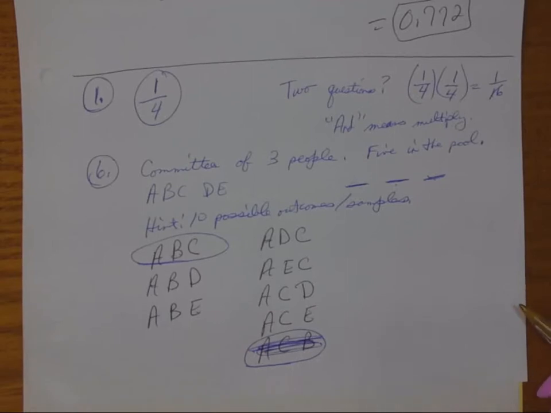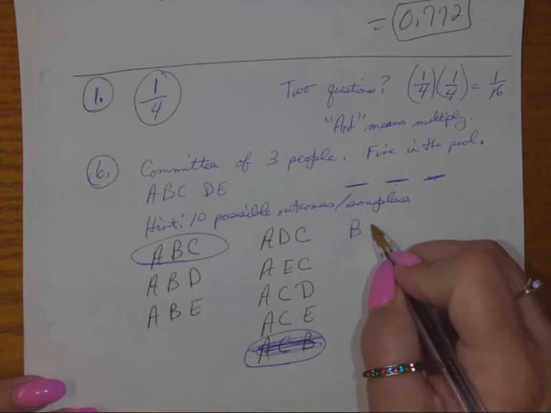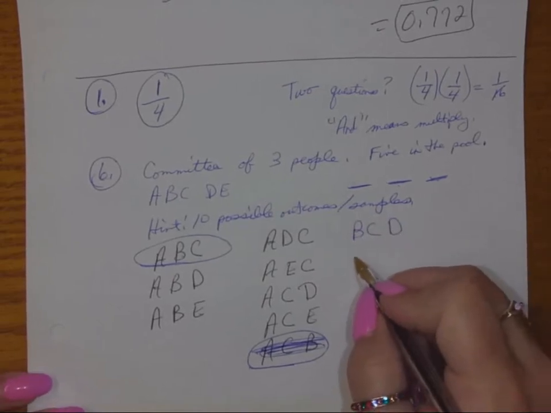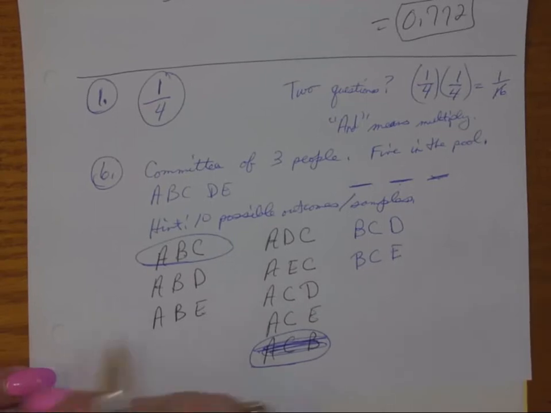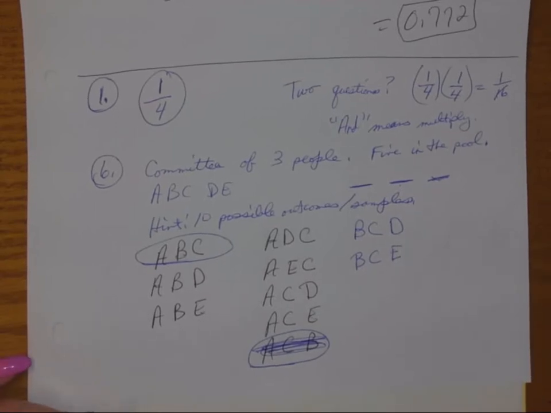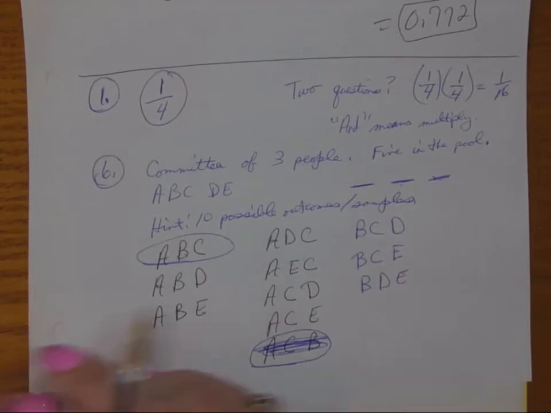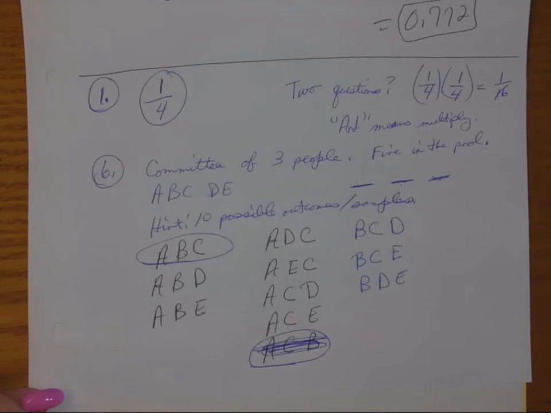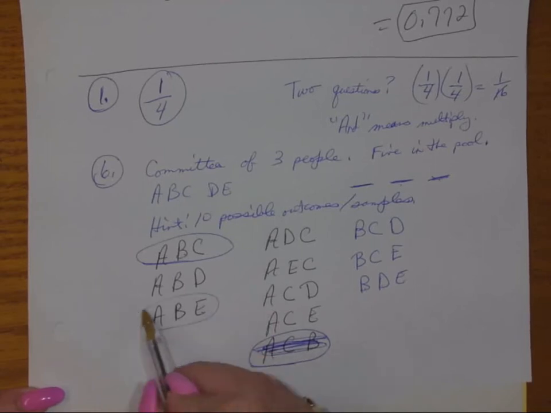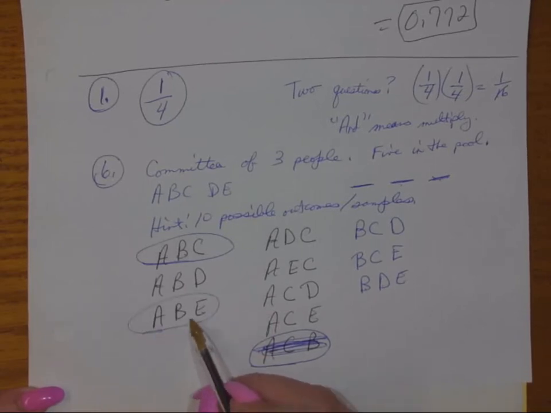So we're going to have to go back and double check that we've got all of them. Okay, so I think that's probably all of the committees that have A in them. So what if I dump A and I start over? I could have the committee that's B, C, D. I could have the committee that's B, C, E. Or I could have the committee that's dump the C, B, D, E. And I think that any other committees that I could list, like A, B, A, E, I already have them, right? B, A, E is the same as A, B, E.